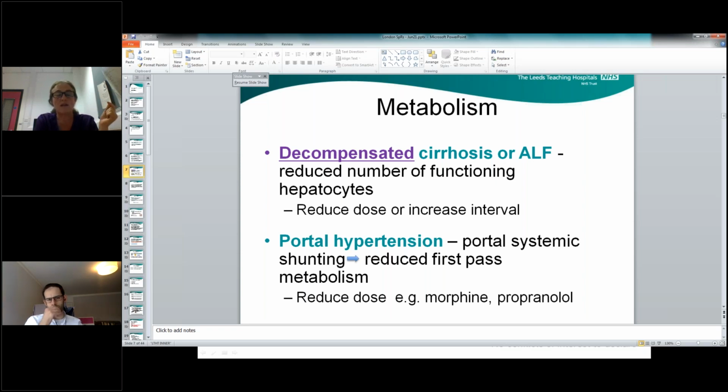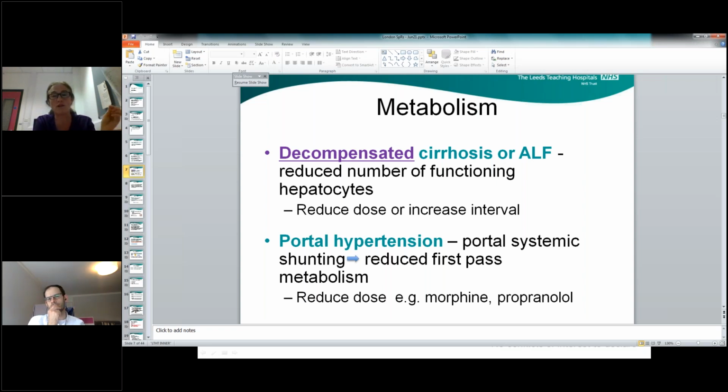The other thing that can be affected in a cirrhotic patient is, obviously, when you have cirrhosis, you increase the risk, or you're highly likely to have portal hypertension. And a number of drugs undergo first pass metabolism, which is where the drug is absorbed in the gut early on, goes through the portal vein straight into the liver, where it's metabolized. And if it has a high extraction ratio with that first time it goes through the liver, then the amount of the drug that gets into the systemic circulation is going to be quite small.